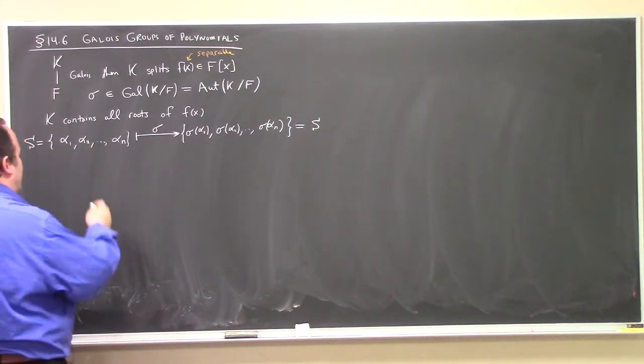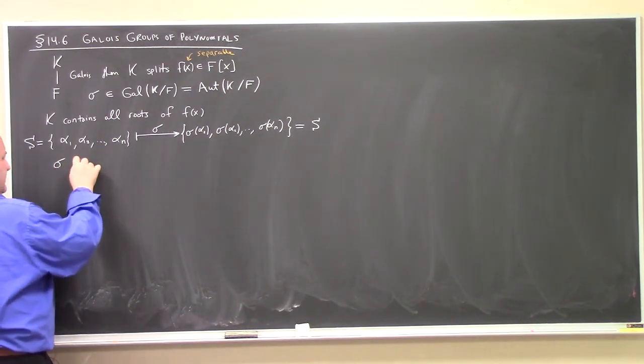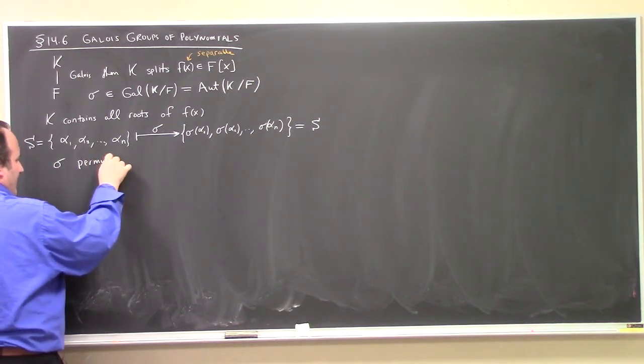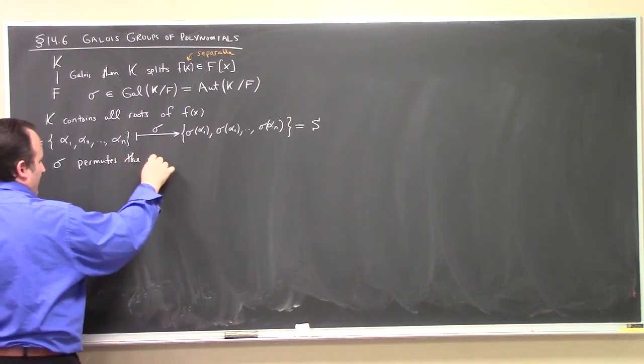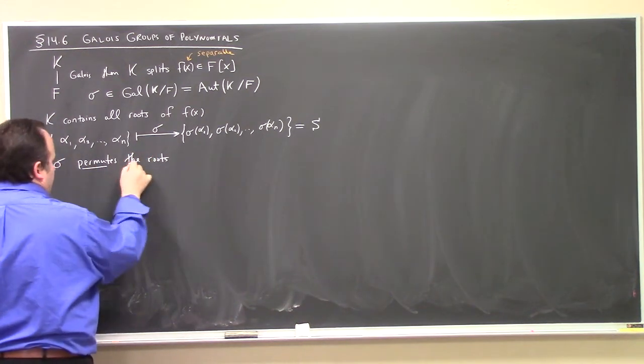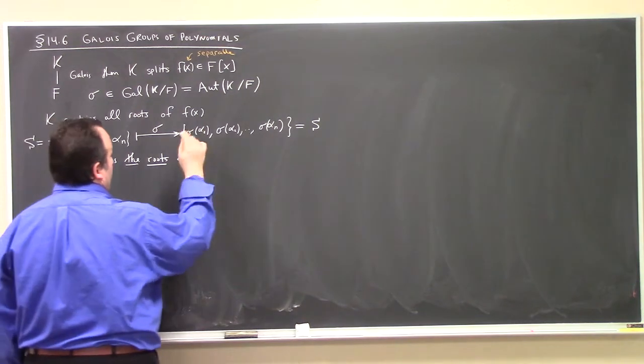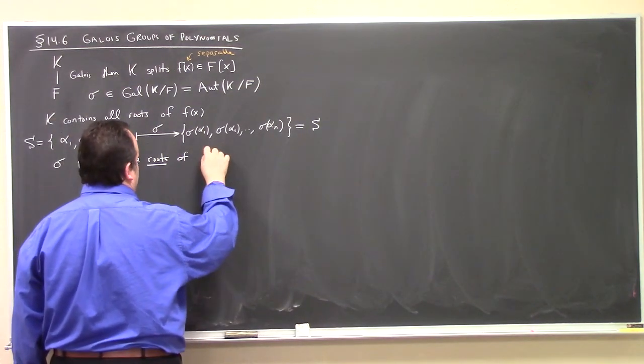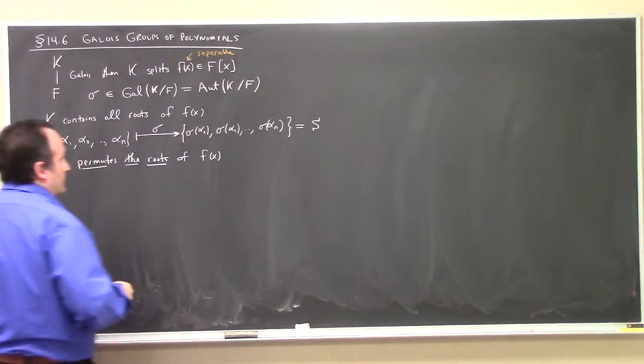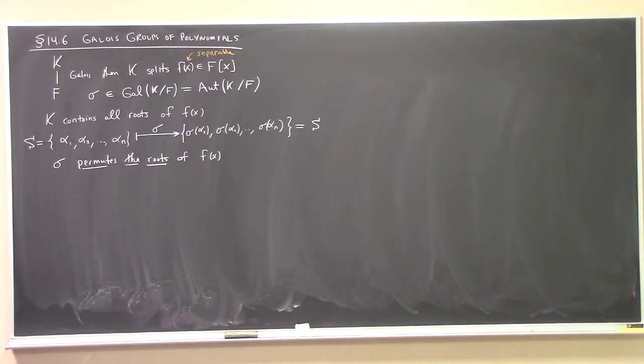What I'm trying to say is that sigma permutes the roots of the polynomial which this field splits, right? And as such, there is a natural identification of an F-fixing automorphism of K with a corresponding permutation of the numbers 1 through n.